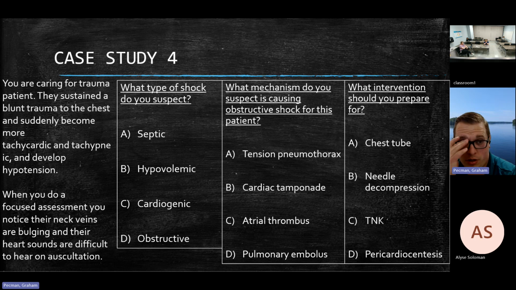So this is the last one. You're taking care of a trauma patient. They sustain blunt trauma to the chest and suddenly become more tachycardic, tachypneic, and develop hypotension. When you do a focused assessment, you notice their neck veins are bulging and their heart sounds are muffled, difficult to hear. What type of shock do you suspect? It's obstructive, yeah.